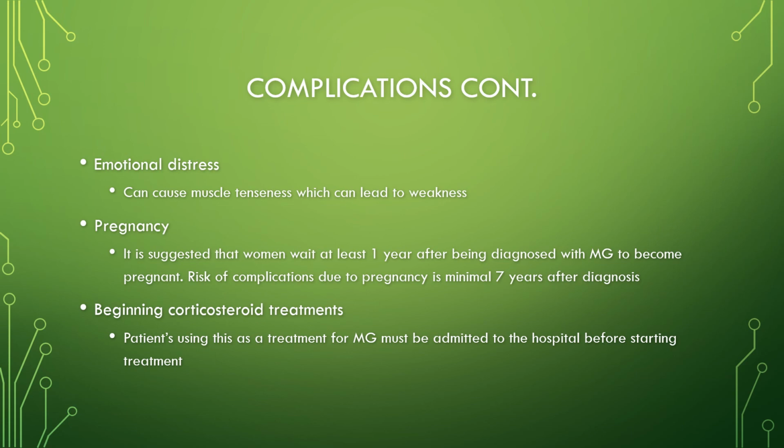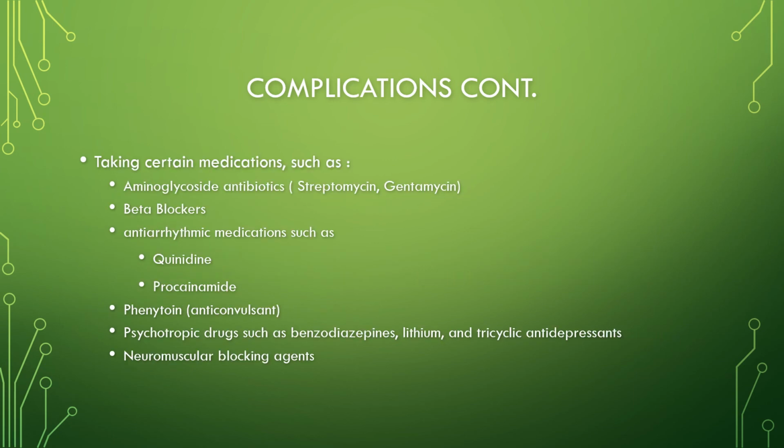Corticosteroid treatments can be used to treat myasthenia gravis, but when starting a regimen, the patient runs the risk of having a myasthenic crisis episode. So the patient must be admitted to the hospital before treatment so that they can be closely monitored. The last risk for patients with MG is certain medications. These are the most common medications, but not a complete list. As you see, the list covers a wide variety of medications from antibiotics to antihypertensives to antipsychotics.